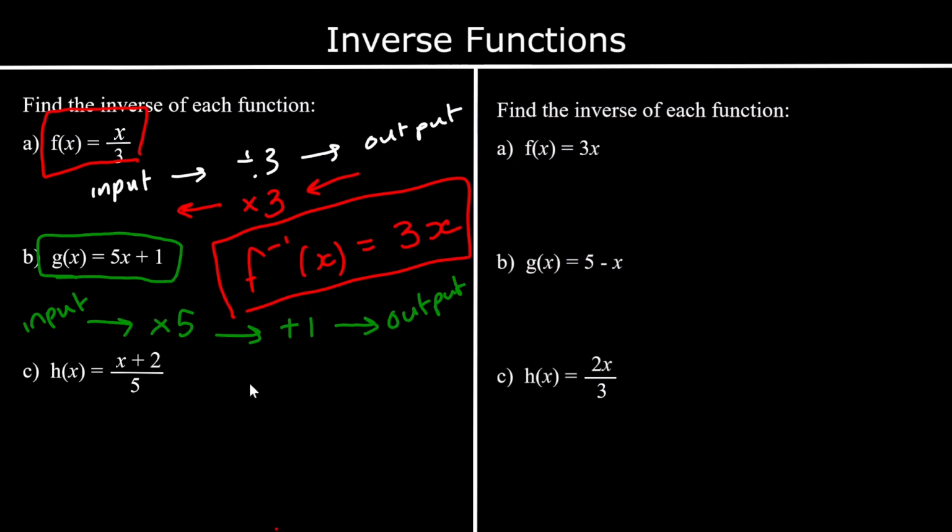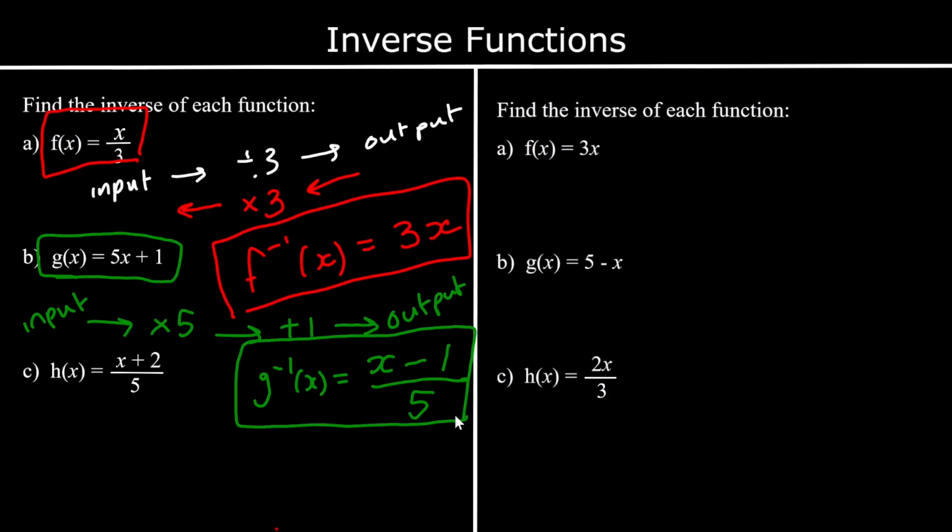So our inverse function, g minus 1 of x, is going to be the thing that does the opposite. So if you start here, you want to take away 1, and then divide by 5 to get you back to where you started. So it's x, take away 1, divided by 5. So this will be the opposite function. It will do the opposite thing. It's the inverse.